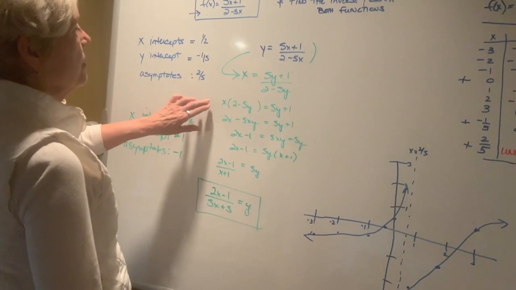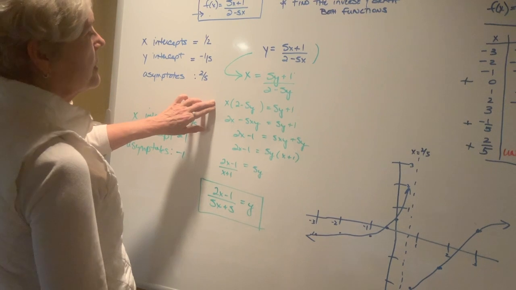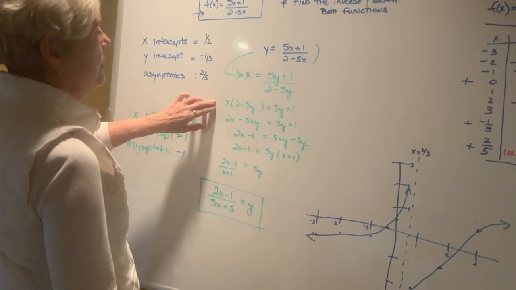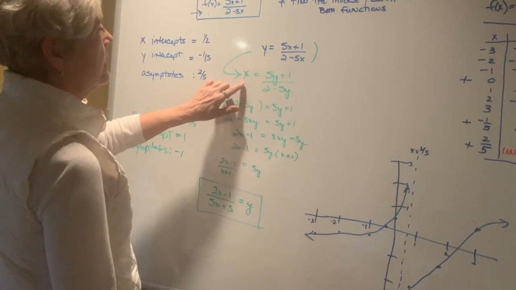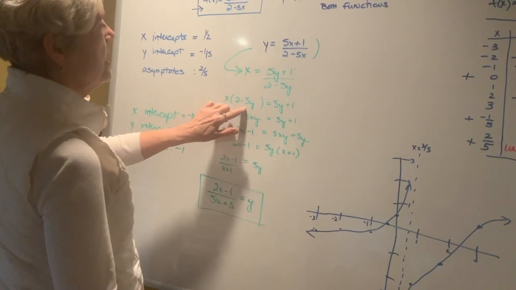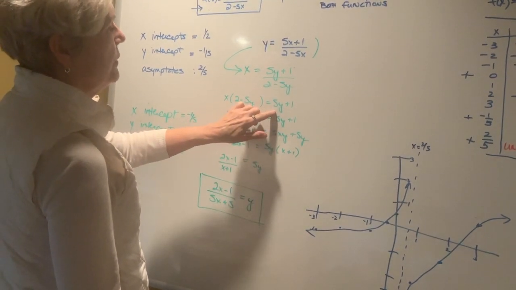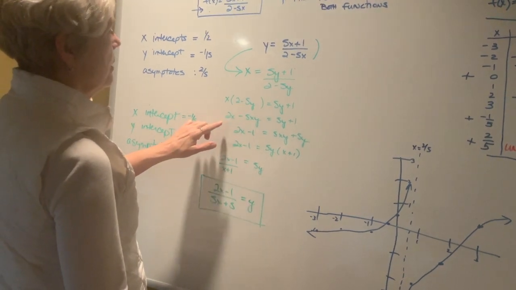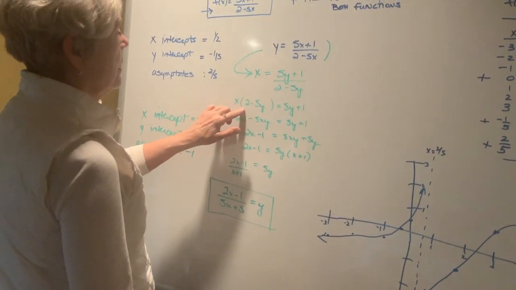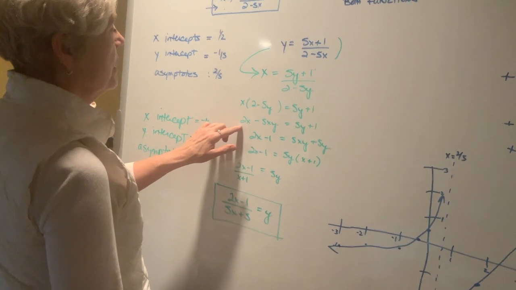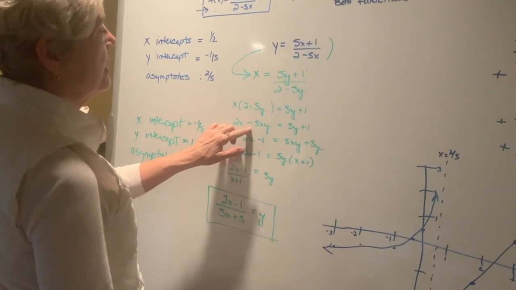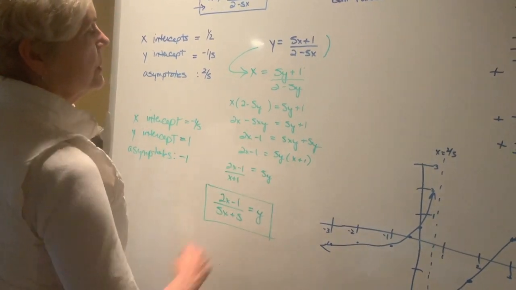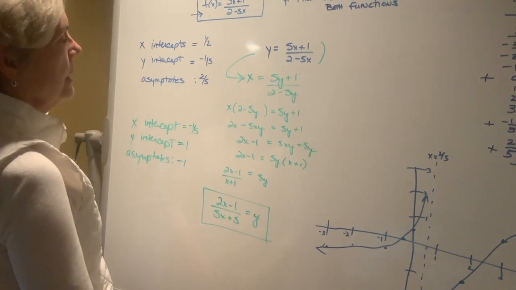Then we begin to work through the equation so that we can get all the x's on one side and all the y's on the other. So we multiply x times (2 minus 5y), and that equals the 5y plus 1 that was in the numerator. Again, working through, we work out this side of the equation, multiply the x, so we get 2x minus 5xy equals 5y plus 1.